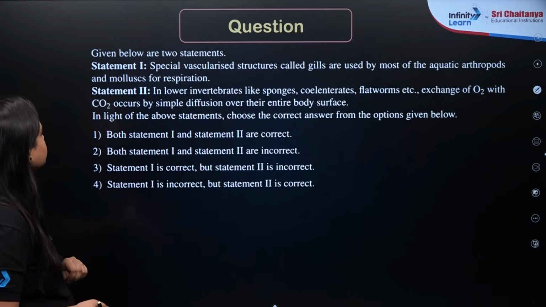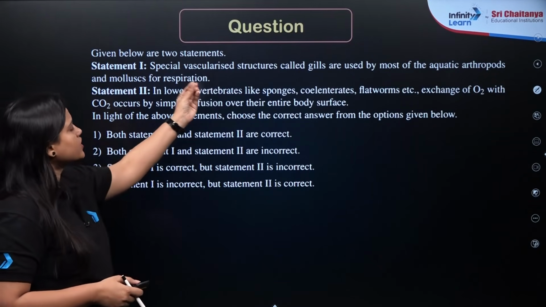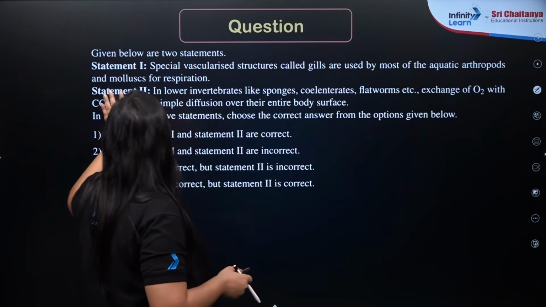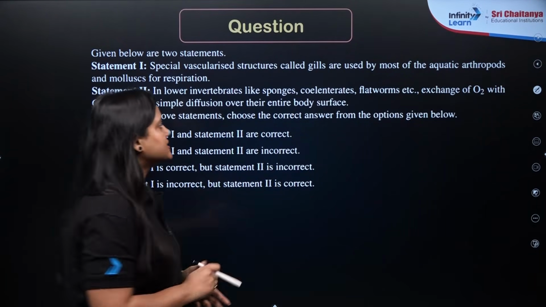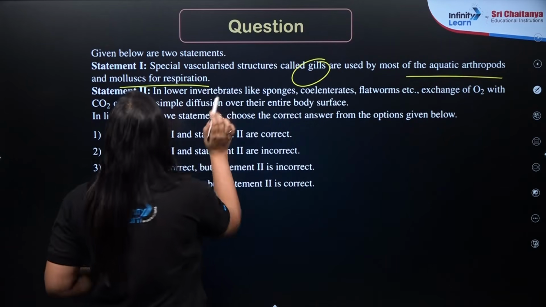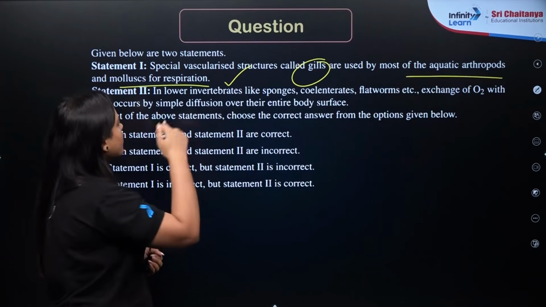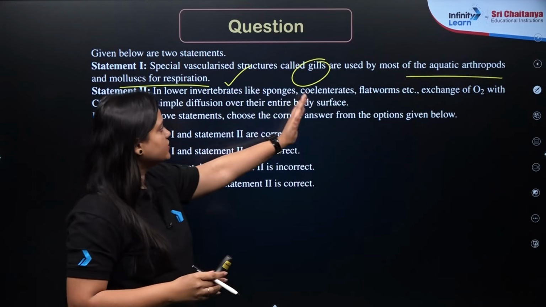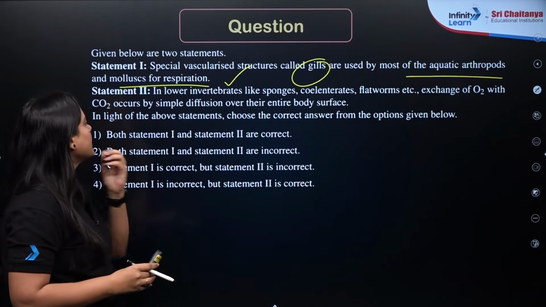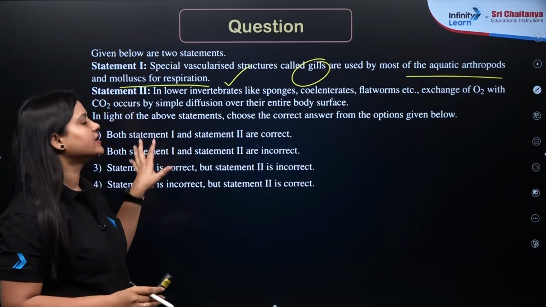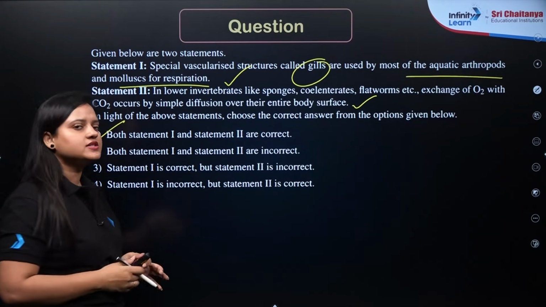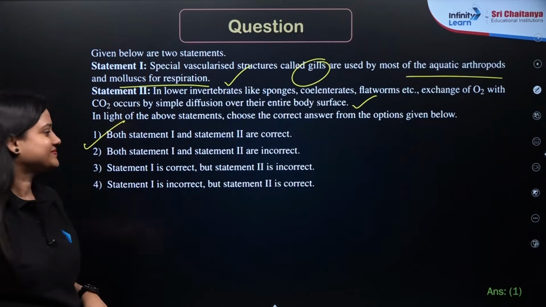Next one. So statement 1 says special vascularized structure called gills are used by most of the aquatic arthropod and mollusk for respiration. So yes, there are gills in aquatic arthropods and mollusk for respiration. That is true. In lower invertebrates like sponges, coelenterates, flatworms, exchange of oxygen with carbon dioxide occur by simple diffusion over the entire body surfaces. That is also true. So both the statements are correct. Correct answer should be 1.